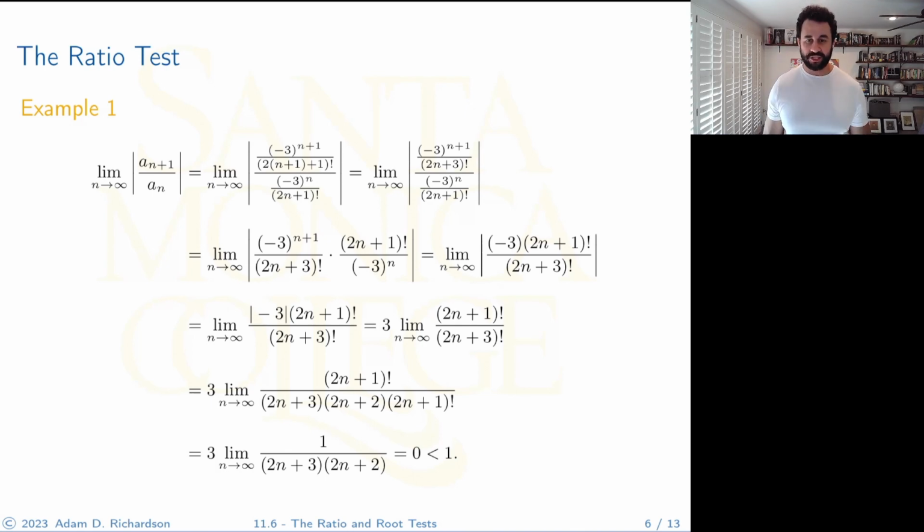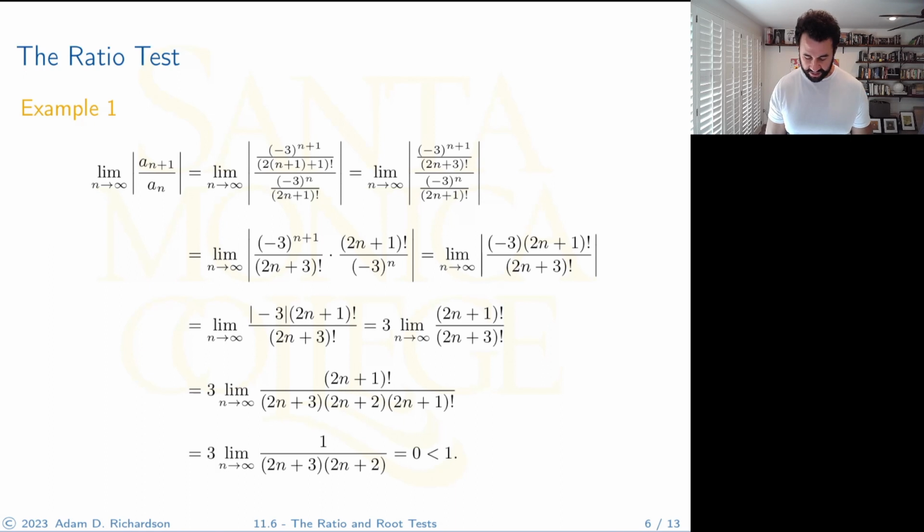Okay, now let's finish it up. Right at the end here, we've got a (2n+1) factorial on the top and a (2n+1) factorial on the bottom, so we can cancel those factors. And now we're just left with this limit to evaluate, but this is an easy limit to evaluate. This one is simple to do.